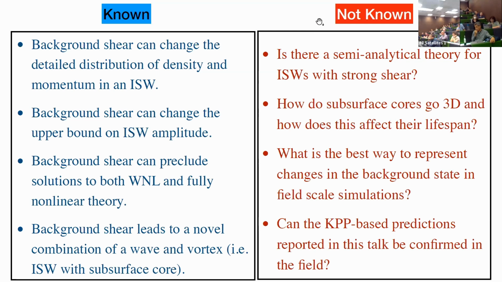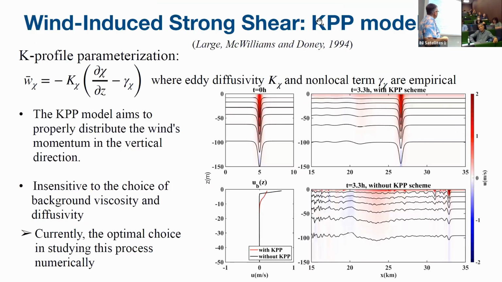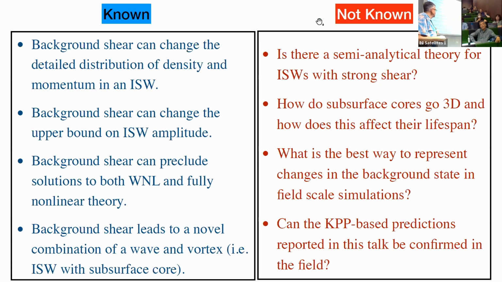How does subsurface go 3D? There's some preliminary work out of Pete Dempsey's group at Cornell. There's a lot more that needs to be done. Does it end up like John's old experiments for breaking waves, which didn't have shear? And then if you care about practical things, what is the best way to represent changes in the background state in field scale simulations? So what Chichi did, it looks really simple, but somehow nobody's bothered to do it. No one's bothered to do this simple traditional problem with this sort of scheme that many of the oceanographers use. And then finally, can the KPP-based predictions reported in this talk be confirmed in the field?